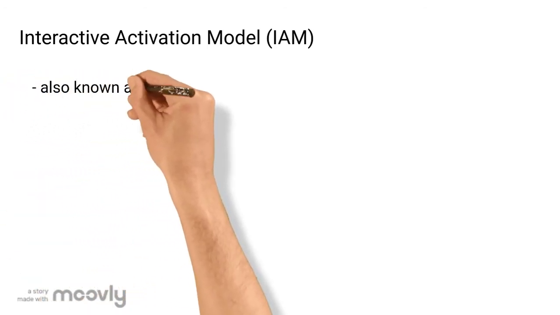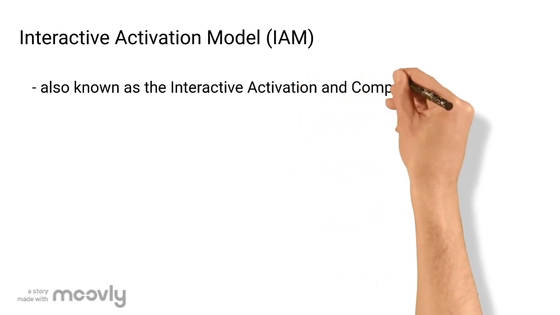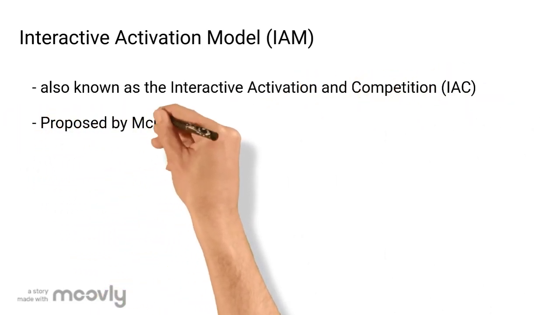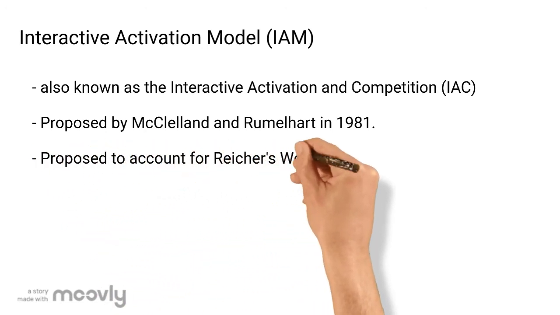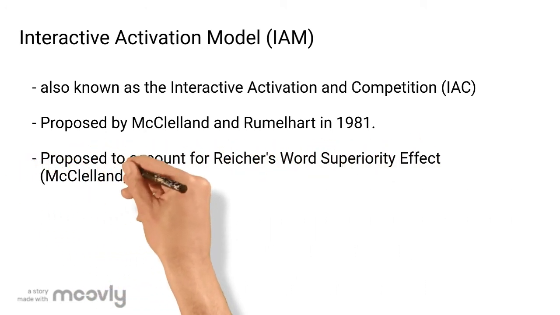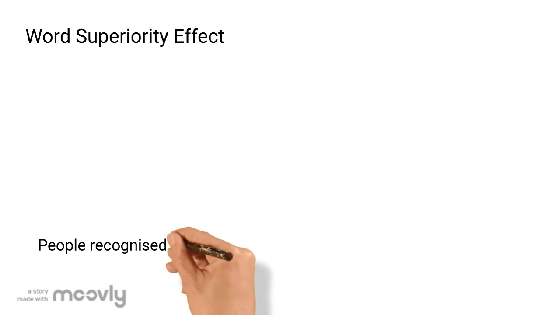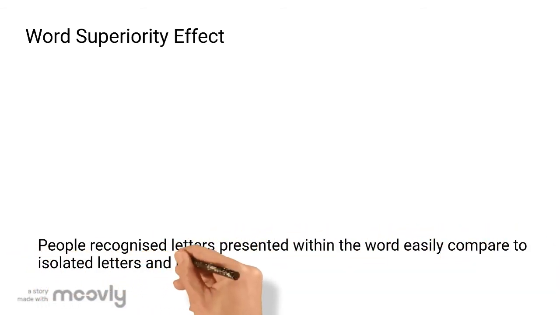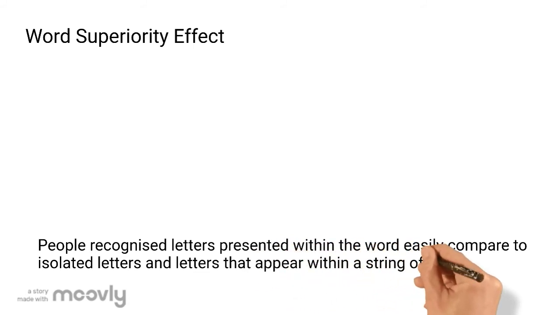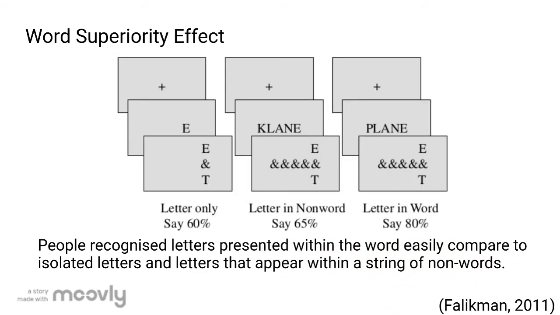Next, the interactive activation model, also known as interactive activation and competition, was proposed by McClelland and Rumelhart in 1981 to account for the word superiority effect. The word superiority effect refers to the phenomenon that people recognize letters presented within a word better compared to isolated letters and letters that appear within a string of non-words.